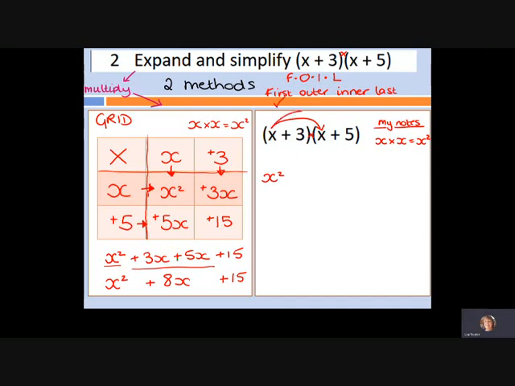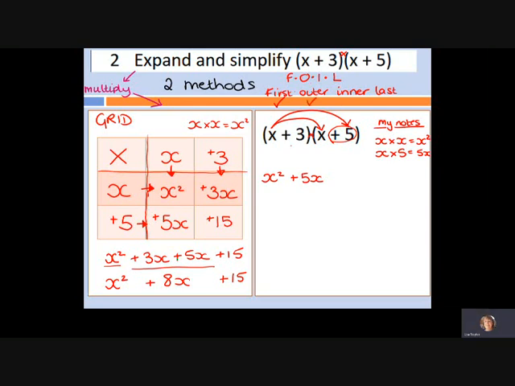Now we're going to do the outer one, and that is x times positive 5. So x times positive 5, I don't need to put plus on a positive 5 because we know that's positive, gives me 5x. Sorry, that gives me 5x. My brain jumped to the next part of the question. Right, so we've done the outer.